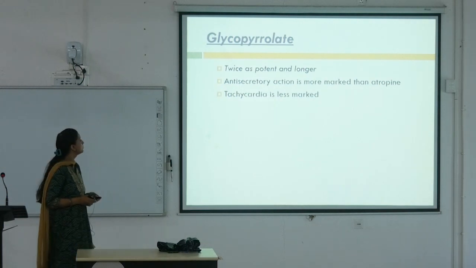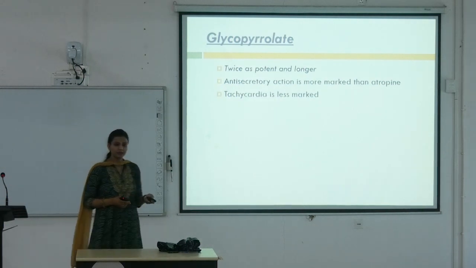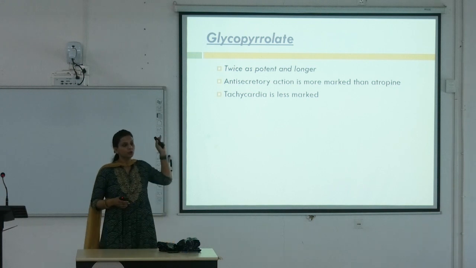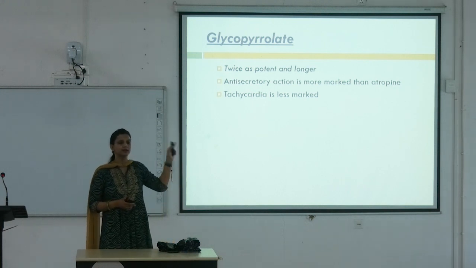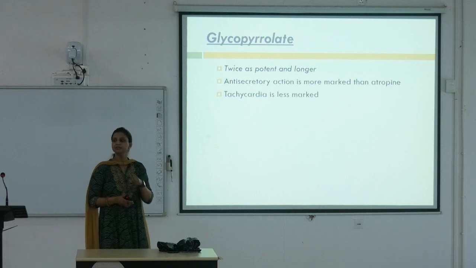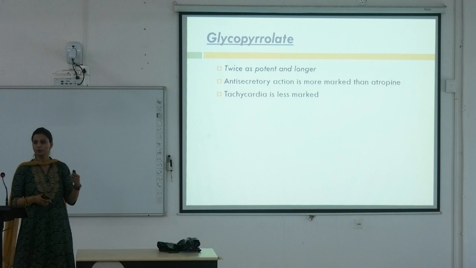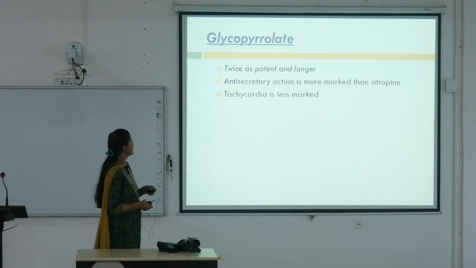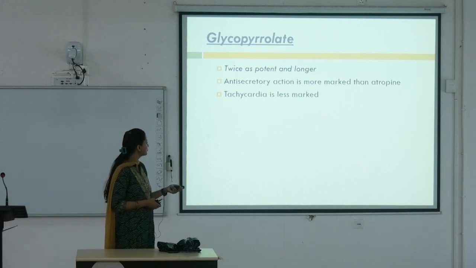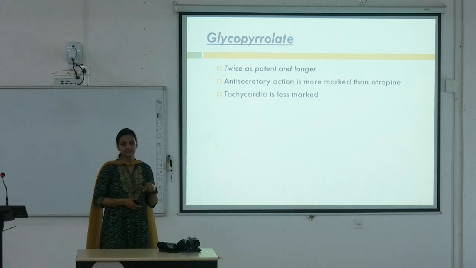What is the effect of glycopyrrolate? It is twice as potent and it is longer acting. So we prefer glycopyrrolate. In most of the pre-anesthetic medications, glycopyrrolate is preferred because it is longer acting and it is more potent. Okay. Anti-secretory action is also more marked than atropine. Tachycardia is less.